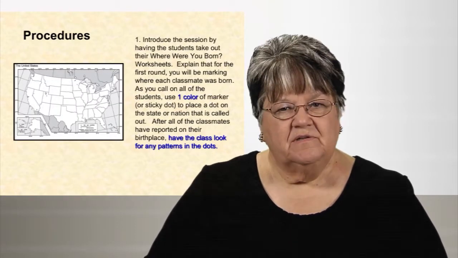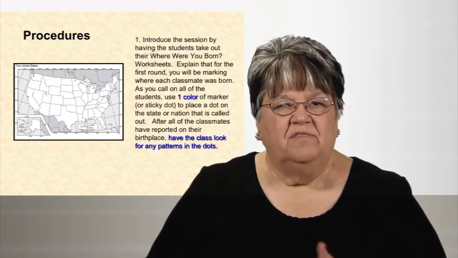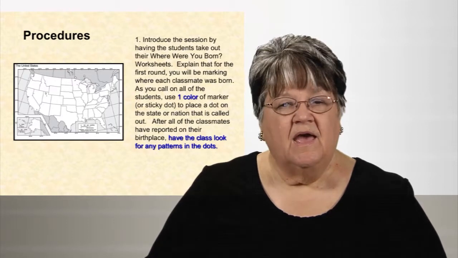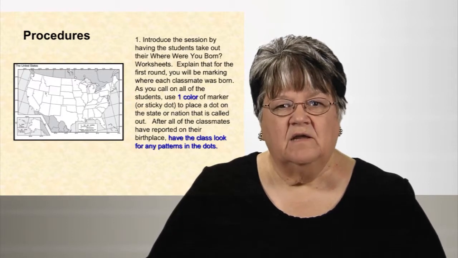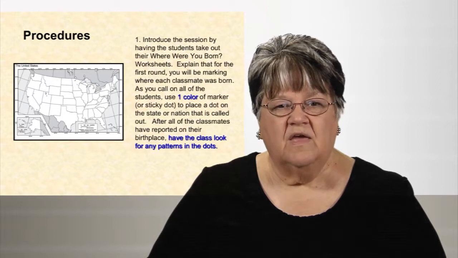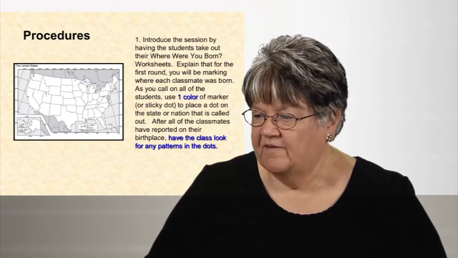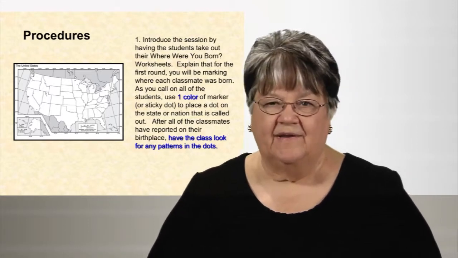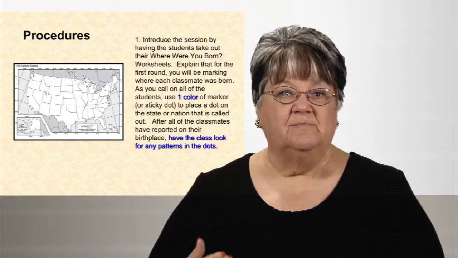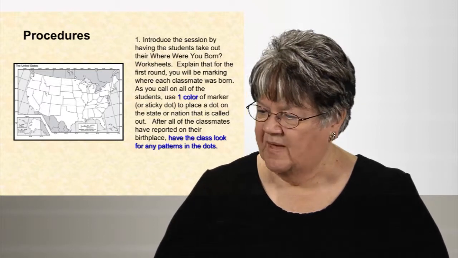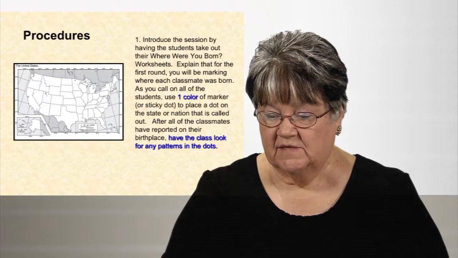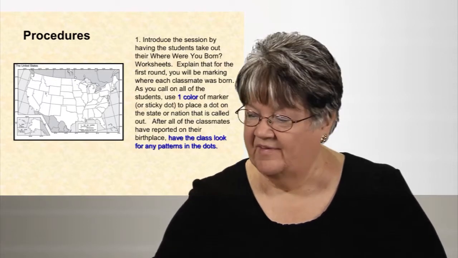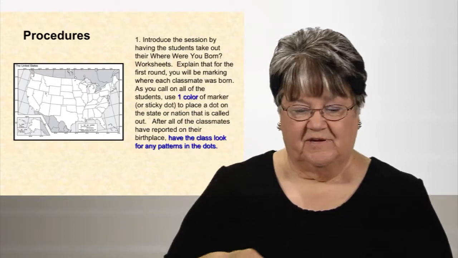On the day that you're going to do this lesson, then you introduce the session using that worksheet called Where Were You Born? And for the first round, we're going to have everybody use a sticky dot to mark on the map where they were born. So let's say, for example, we have our students choose red. Okay, red is the color for themselves. And so I have this map that's done here that shows you red dots. This is where these students were born. Okay, and we have varieties of red dots all over.